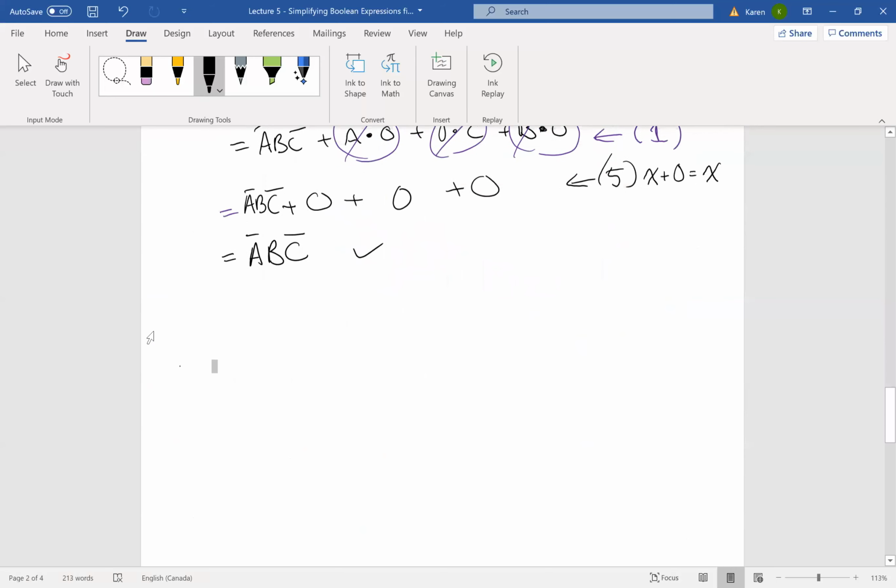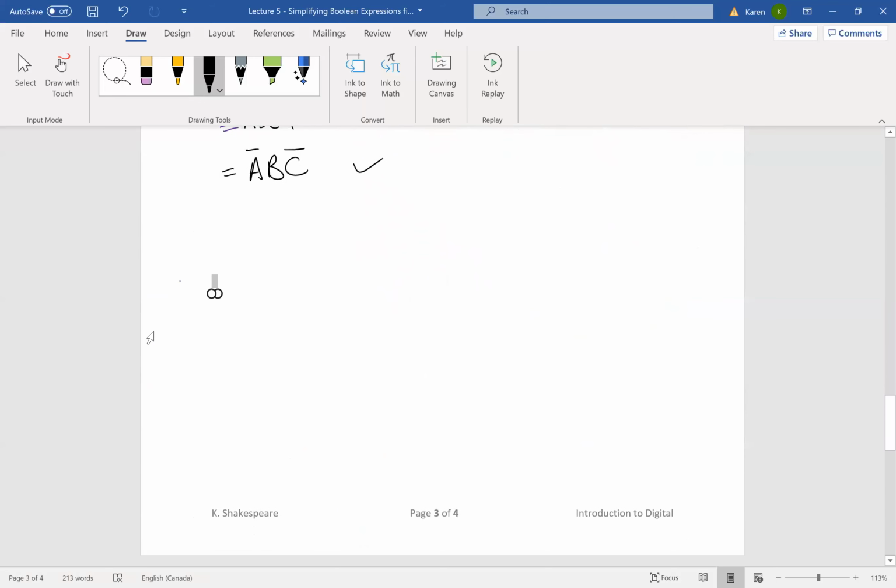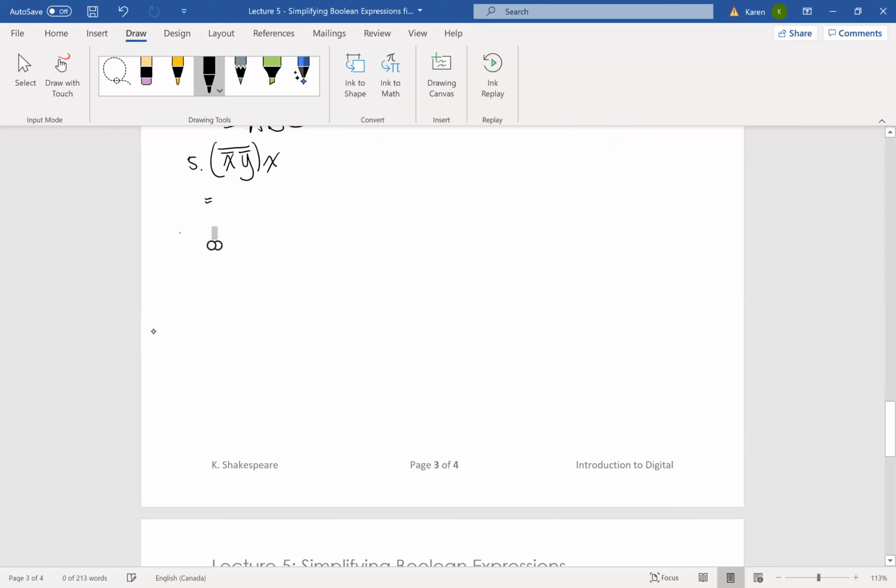Okay, so let's do one. That was a big one, so let's do one a little bit smaller. Let's do this one. Let's do an X and a Y, inverted before an and, inverted after the and, multiplied by X. What I would do here is I would use De Morgan's. I have to change the sign, then I can break up that large inversion sign.